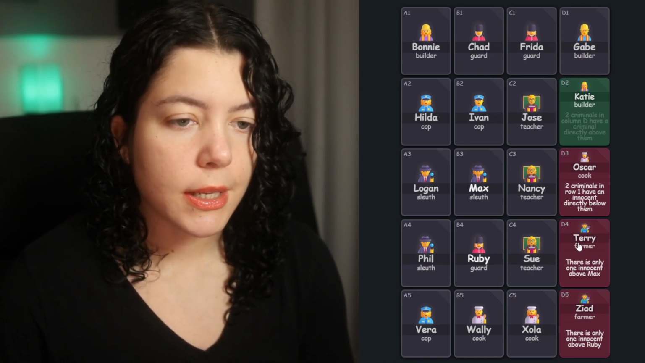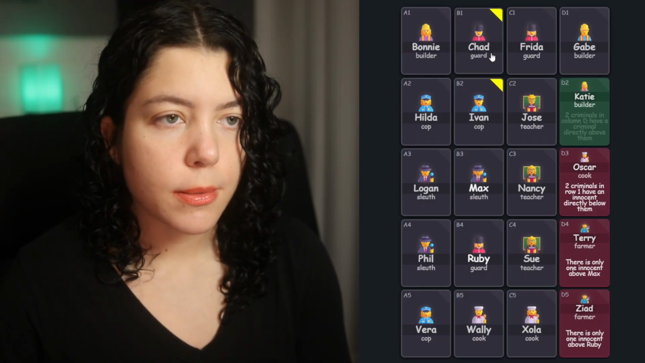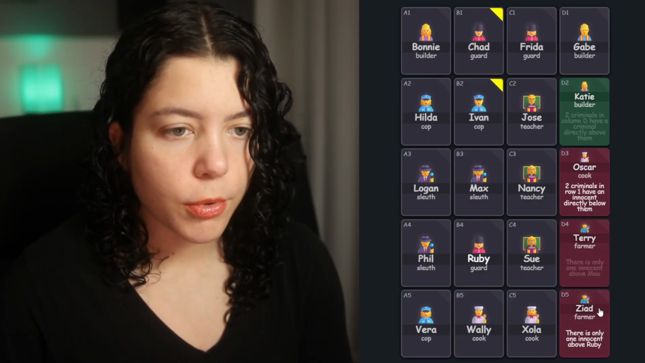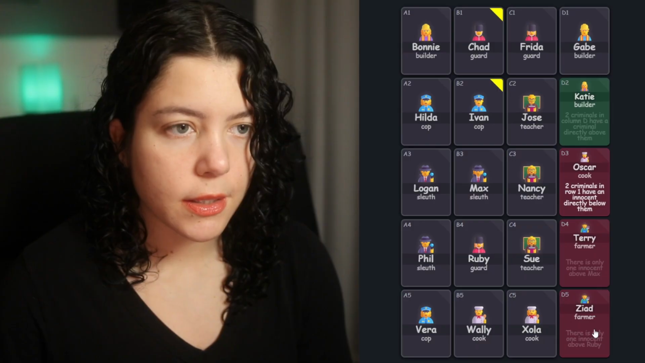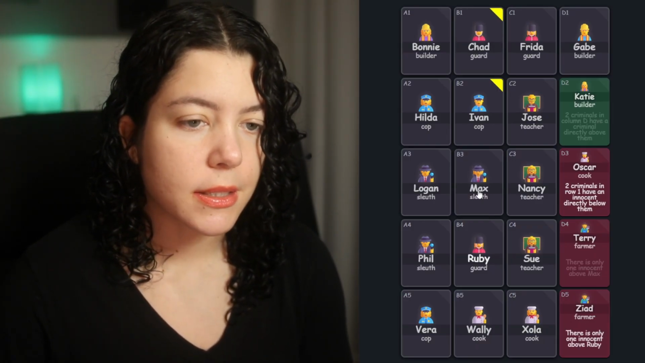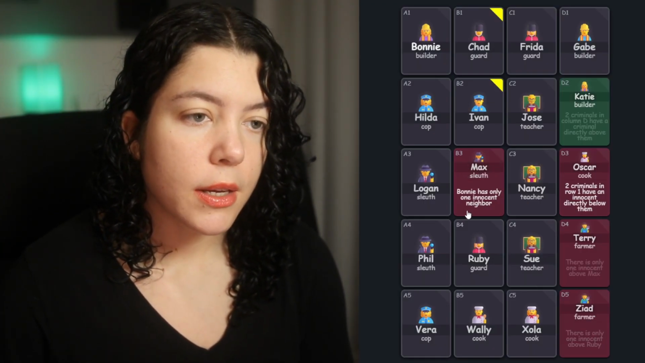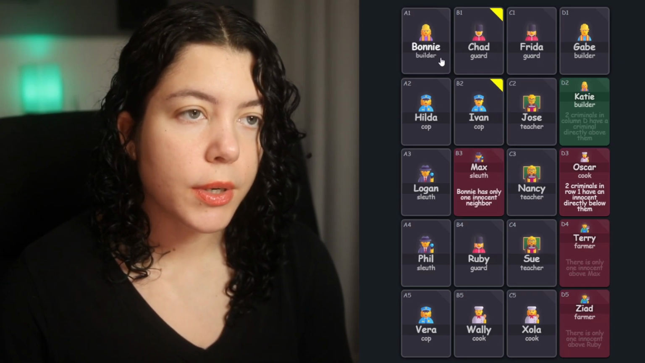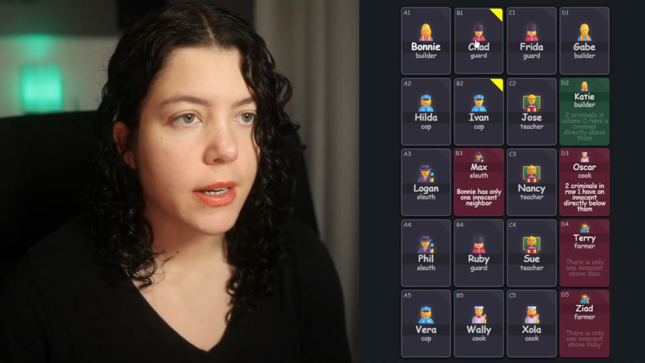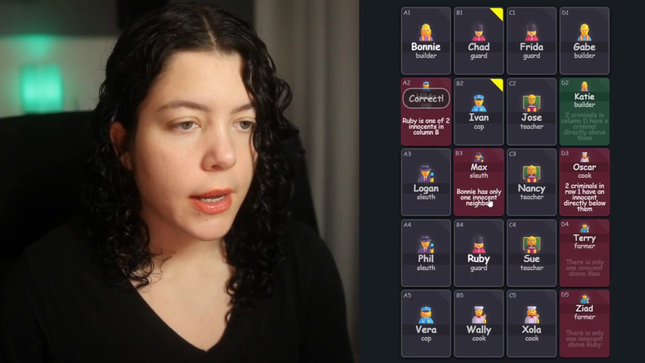Terry says there is only one innocent above Max, so we know that Ivan and Chad are opposites, but we don't know what each one is, so we only tag them. We don't need that clue anymore. Ziad says there's only one innocent above Ruby, and that one innocent is also going to be above Max, so that means that Max is not an innocent, and we get a new clue from him. Bonnie has only one innocent neighbor, so Bonnie is going to have an innocent neighbor here in column B who is above Max, which means that her third and last neighbor, Hilda, is not an innocent. And Hilda gives us a new clue.